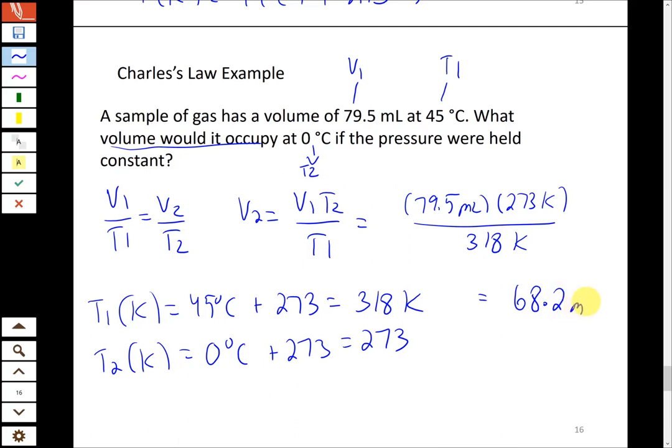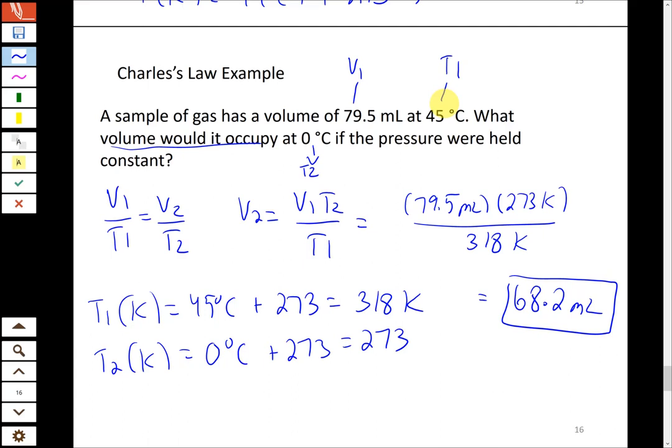And so that comes out to 68.2 milliliters. So not a huge change. It goes from 79.5 to 68.2. And that's because in terms of absolute temperature, that's not a huge difference. 0 degrees Celsius to 45 degrees Celsius, that sounds like a pretty big jump. I mean, 45 would be like the hottest day we ever had in Houston.